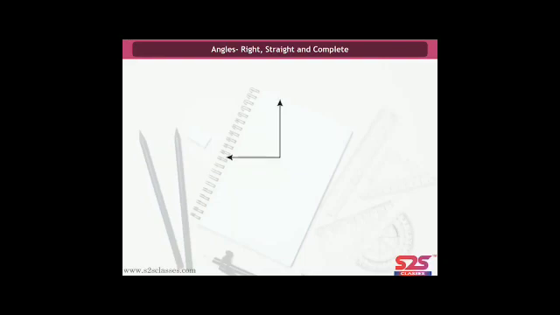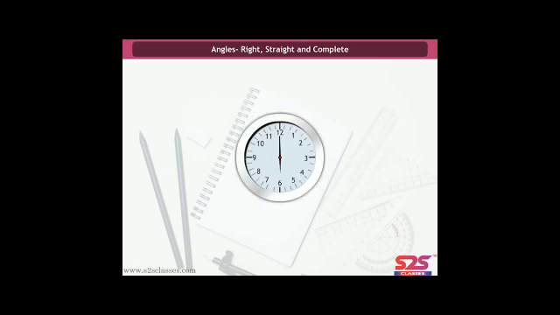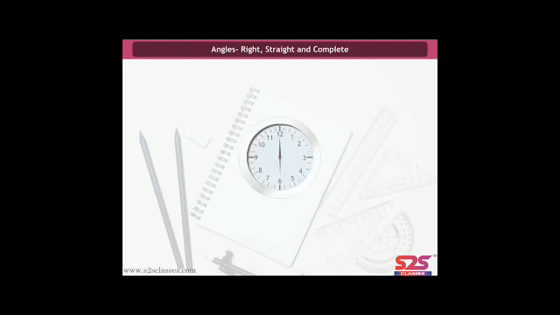Look at these rays. These rays form a right angle with each other. Can you think of an example of a right angle? Notice the position of the hour and the minute hands of a clock at 3 o'clock. The angle formed between the hands is a right angle. Now we know that two right angles form a straight angle. So the hands of a clock form a straight angle at 6 o'clock.